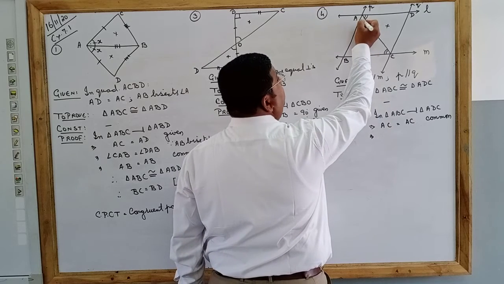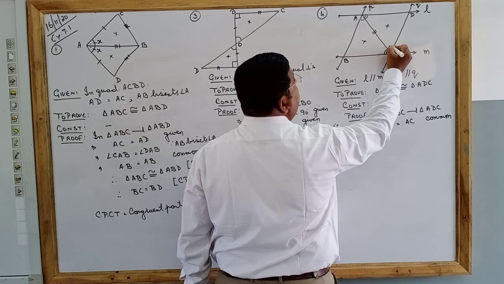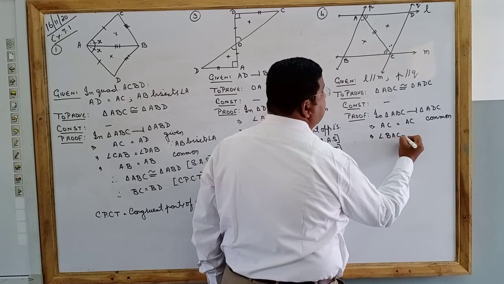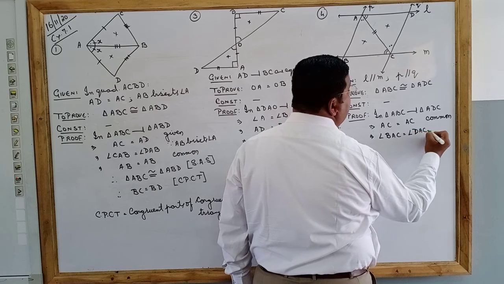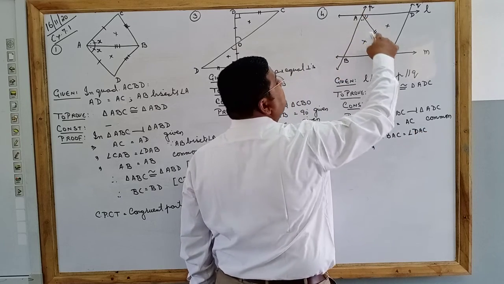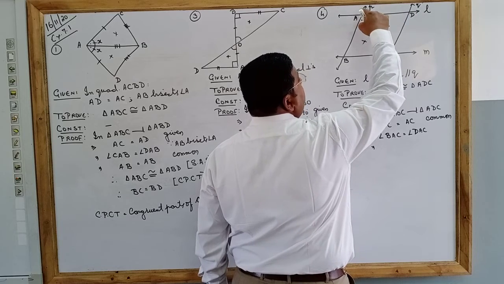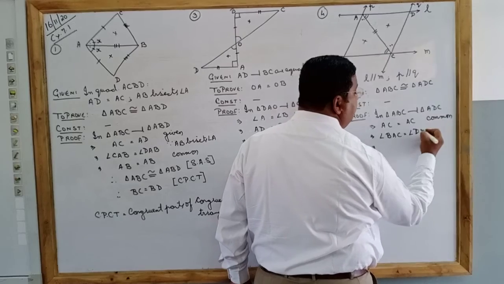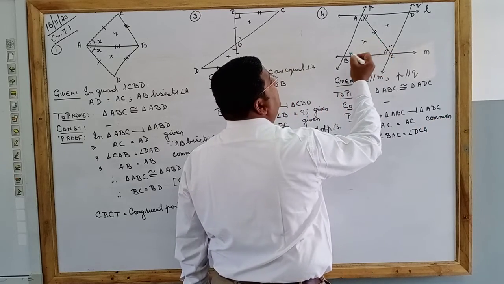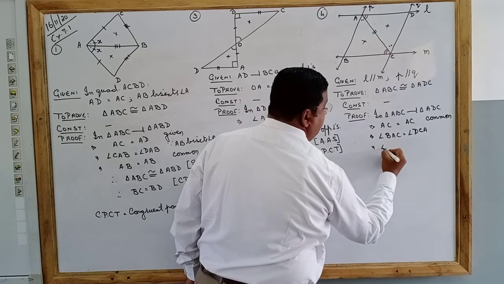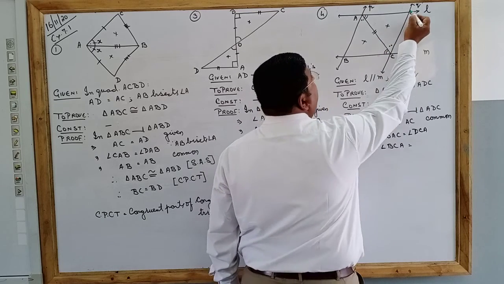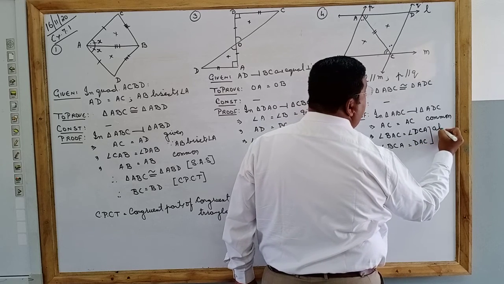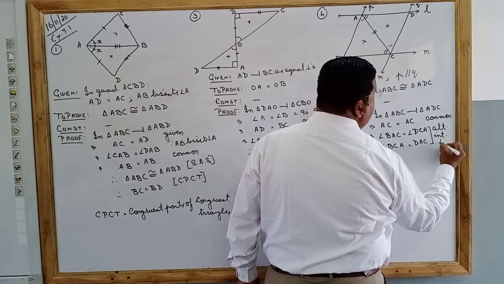Is this angle equal to this angle? Again, alternate interior angle. Angle BAC equals angle DCA. And angle BCA equals angle DAC. Reason for both of them: alternate interior angles.